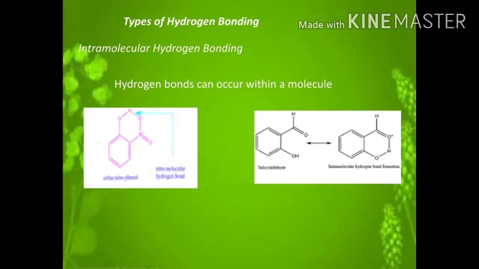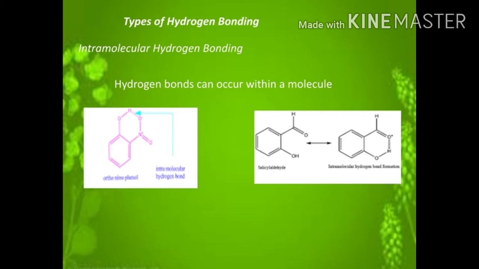For example, orthonitrophenol. Phenol molecule means benzene ring containing OH group. Nitro functional group is NO2. So, OH group and NO2 group occupy carbon 1 and 2. That is called as ortho position.